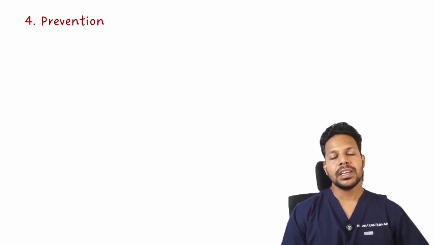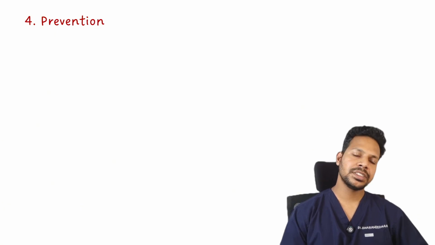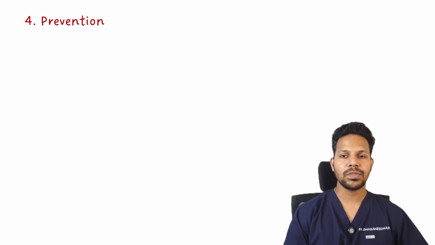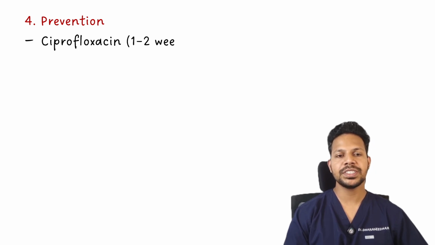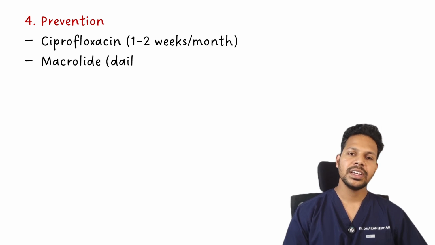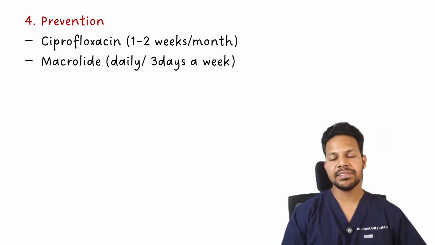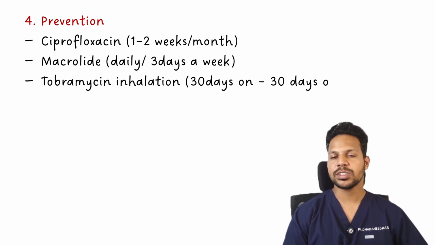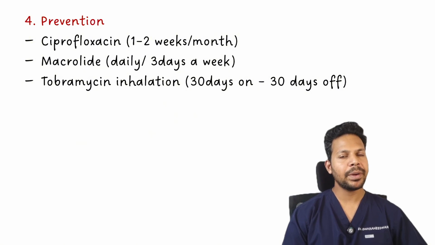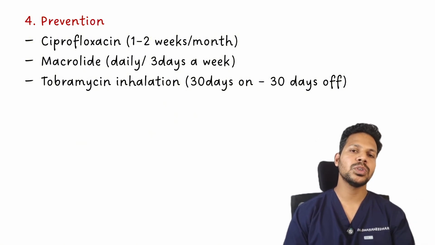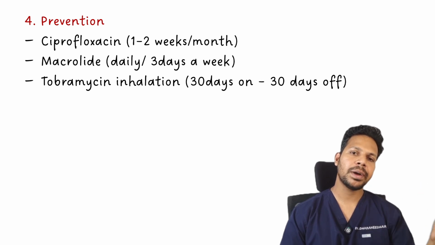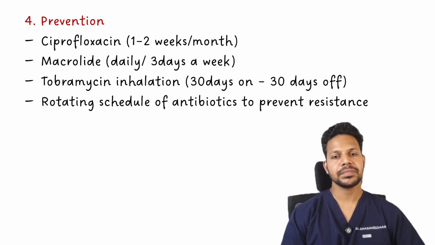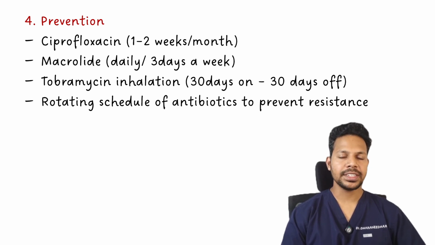The prevention would be usage of a rotating schedule of antibiotics for a certain duration depending upon the antibiotic. So we'll start with ciprofloxacin. Ciprofloxacin can be used 1 to 2 weeks in a month. You can also use a macrolide, which can be used daily or 3 days a week, and tobramycin inhalation with 30 days on and 30 days off can also be used. And don't try to use the same antibiotic all throughout the year. You want to use a rotating schedule of antibiotics because you don't want to increase the risk of resistance in the patient. That is about bronchiectasis.